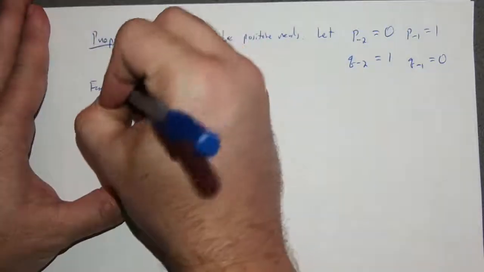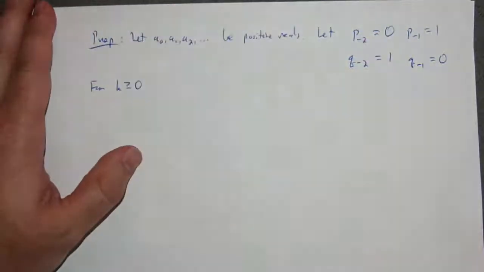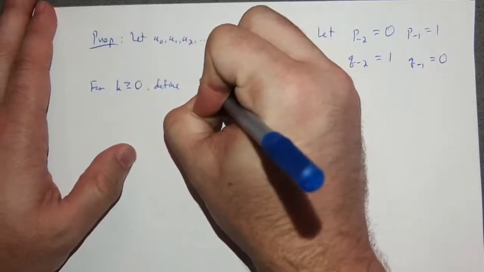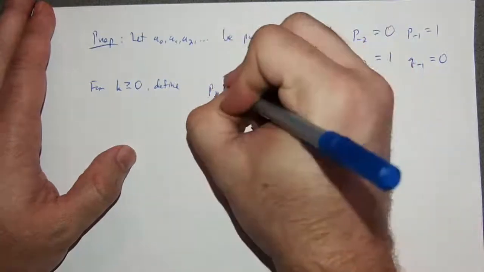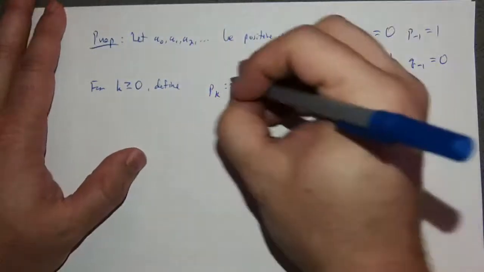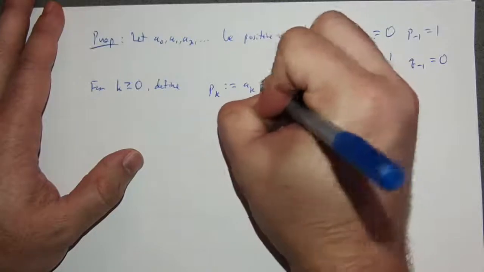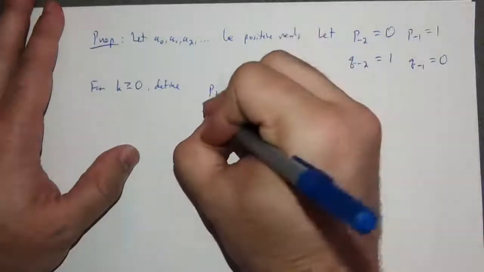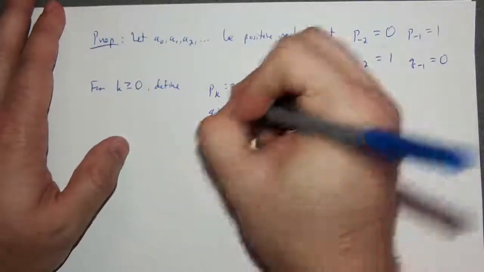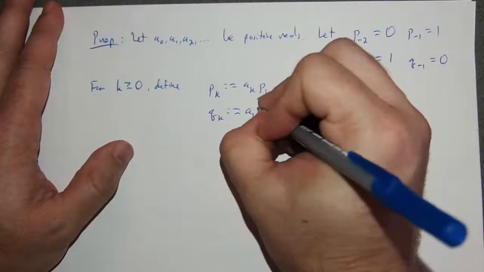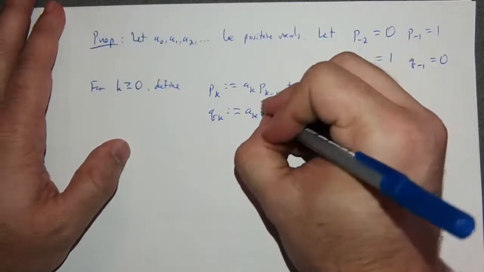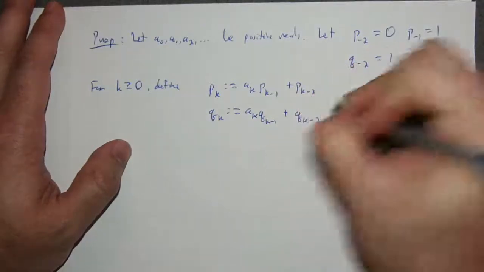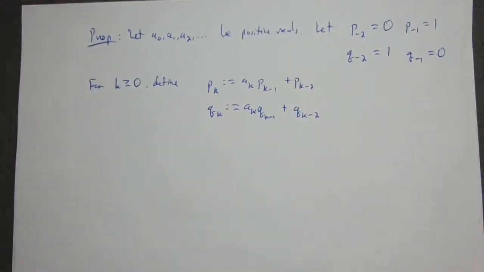For K greater than or equal to 0, define P sub K to be A sub K times P sub K minus 1 plus P sub K minus 2, and define Q sub K to be A sub K times Q sub K minus 1 plus Q sub K minus 2. Okay, it's a lot of indices to keep track of.